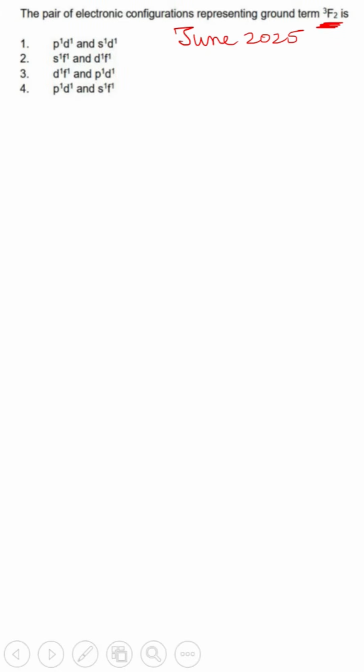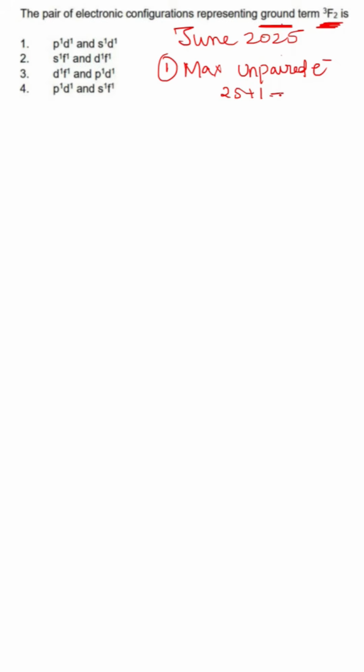For this we need to know Hund's rule of maximum multiplicity, which is the ground term. For the ground term, the first thing that we consider is the maximum number of unpaired electrons. If there is a maximum number of unpaired electrons, that would be the ground term. That is, 2S plus 1 should be highest. But here, in all the options there is an equal number of unpaired electrons, so that point we can't use.